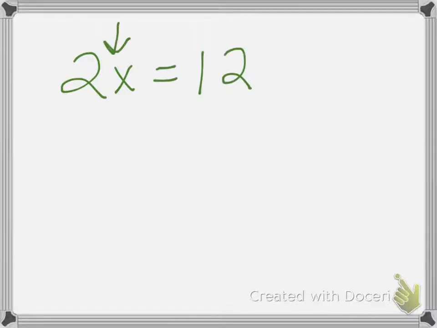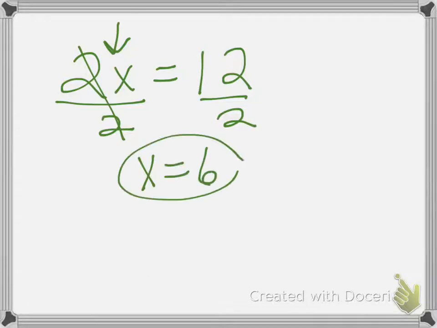So let's try a real easy one. We have 2x equals 12. Okay, clearly here, this is multiplication. So we know from what we talked about on the other page that multiplication is undone by division. So we're going to divide both sides by 2. We get x equals 6. Okay, so that's pretty much how that works with numbers.